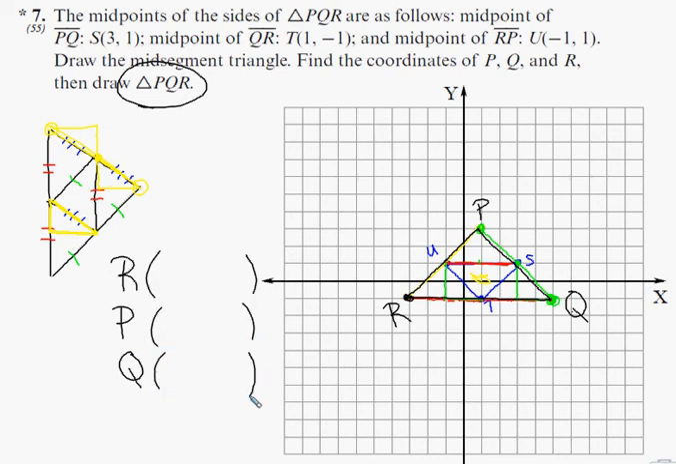You guys know this. All right, so P is 1 comma 3. R is 3 comma -1. Ooh, I hope I'm doing this right. And then Q is 5 comma -1. So there you go. And I hope that helped.